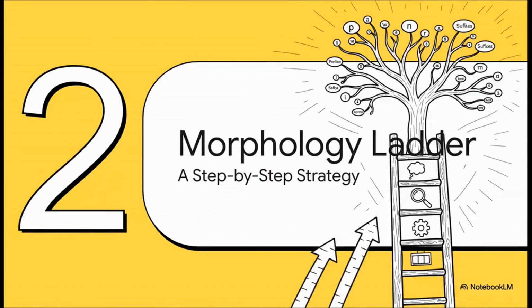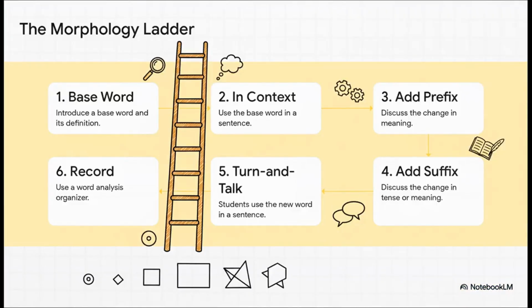All right, so that's the big idea, but how do we actually bring this to life in the classroom? We're going to use a really clear step-by-step strategy that I call the morphology ladder. This is our I do part of the lesson, where we model the entire thinking process out loud for our students. This 6-step ladder is basically our roadmap.